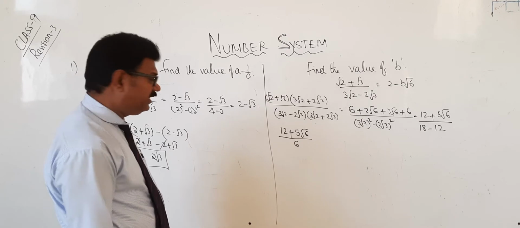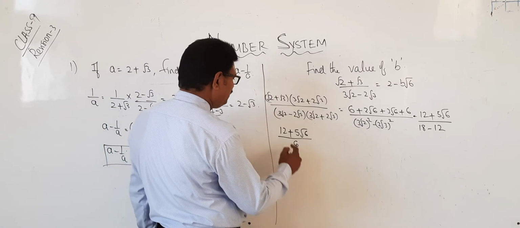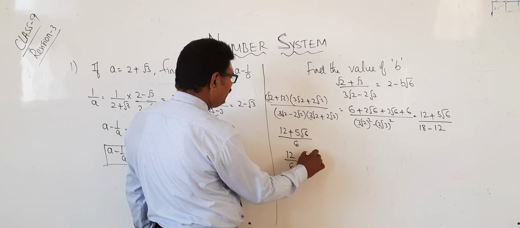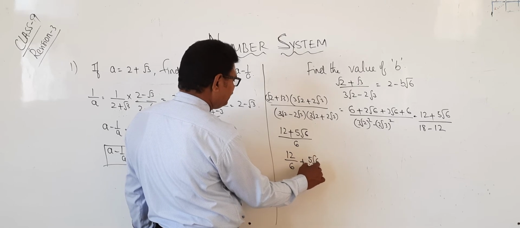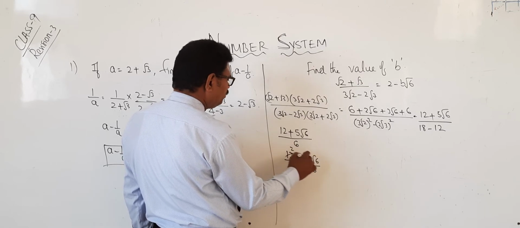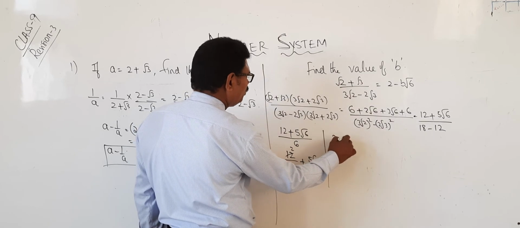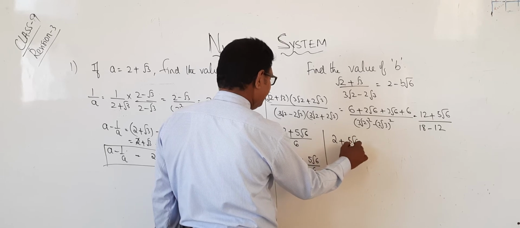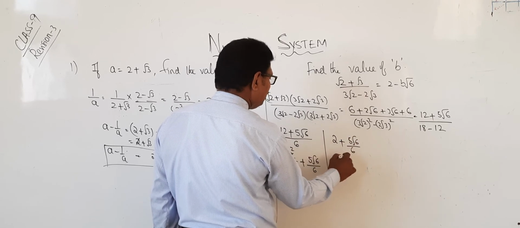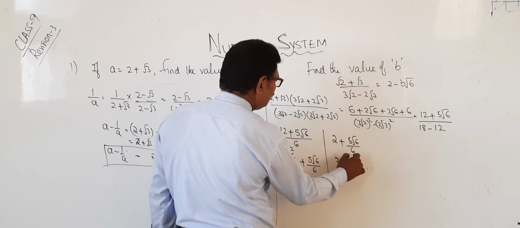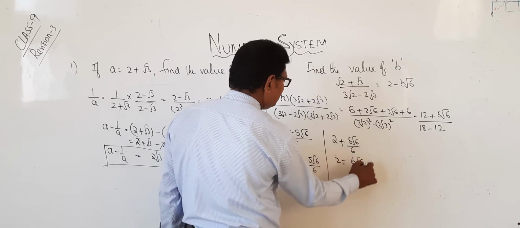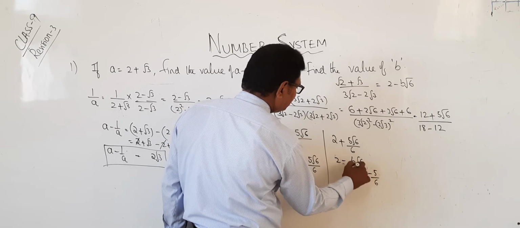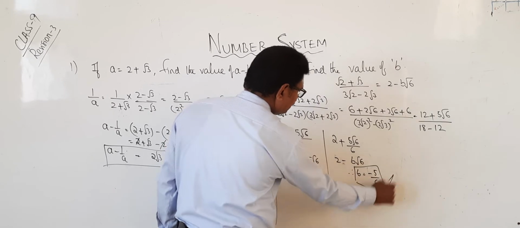Okay na? Yes. You can do it like this. 12 by 6 plus 5 root 6 divided by 6. It is nothing but 2. Therefore, 2 plus 5 root 6 by 6. Therefore, you compare with 2 minus b root 6. Therefore, b equal to minus 5 by 6. That is zero.